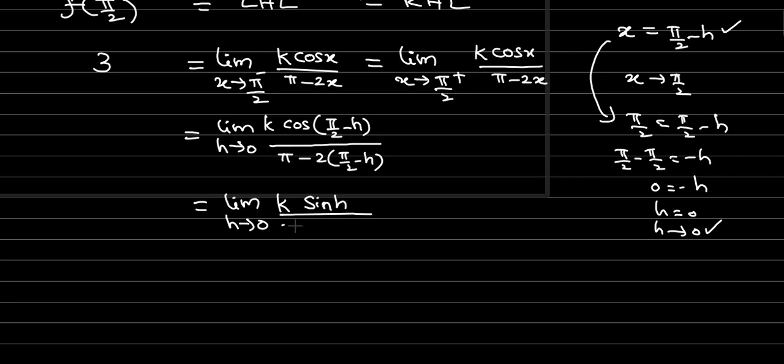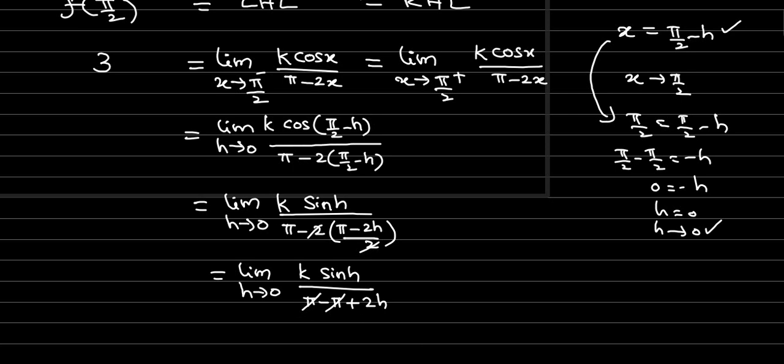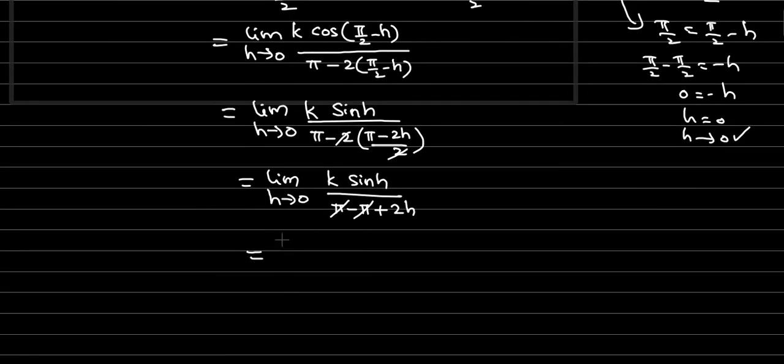Now denominator also let's simplify. Pi minus 2 times pi by 2 minus h. If we take the LCM here, what happens? If we take the LCM, pi minus 2h by 2. Okay, so we'll cancel 2 here. Now what we have here, limit h is approaching to 0, k sin h in the numerator divided by pi. This negative sign I'll take it inside. Pi minus into minus, plus 2h. Now plus pi minus pi cancel. Now what we have, limit h is approaching to 0, k sin h by 2h.